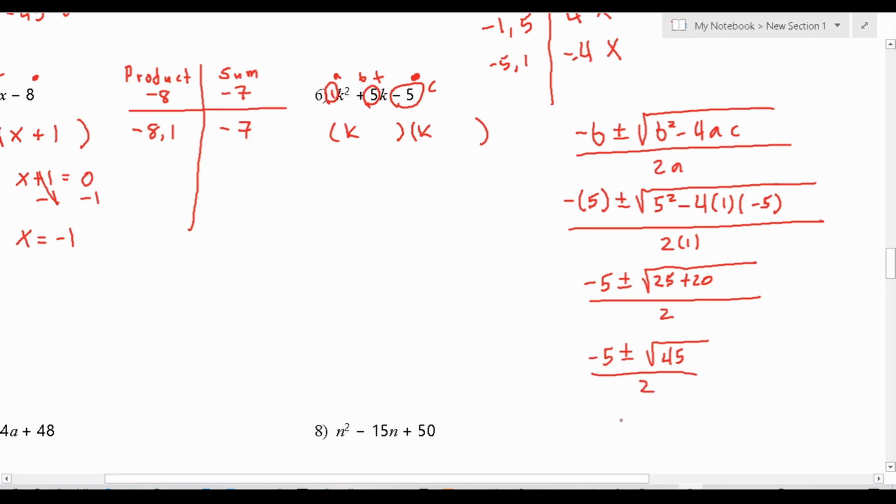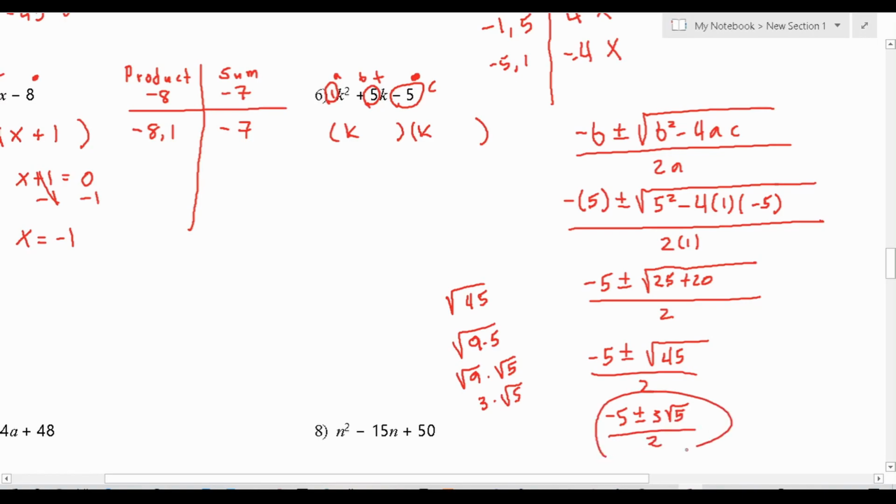Let's keep reducing this a little bit more. We have negative 5 plus or minus the square root. And I'm going to break down the square root of 45 to be this. Again, the square root of 45 is the same as the square root of 9 times 5, which can be broken down into the square root of 9 times the square root of 5. The square root of 9, as we know, is 3, so that can be broken down into that 3 times the square root of 5. So in other words, this is negative 5 plus or minus 3 square root 5 over 2. And that would be our solution in this case.